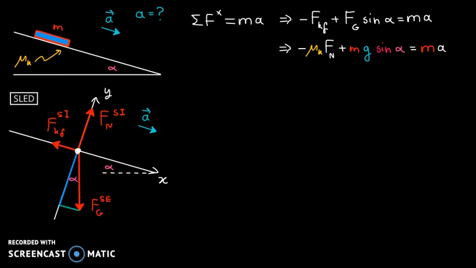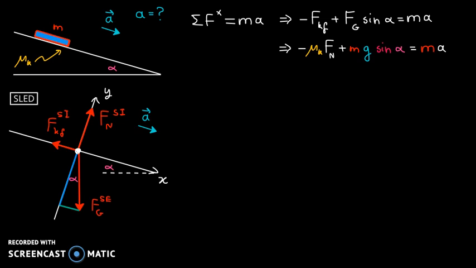I also highlighted the given variables with different colors. Mu k is given, m is given, g is given like a known physical constant, alpha is given. So is there anything that's not acceleration and that's not given? Yes, F normal is an unknown. So we're not done yet. We have to come up with an expression for F normal, and then we are going to isolate acceleration and solve for acceleration basically.